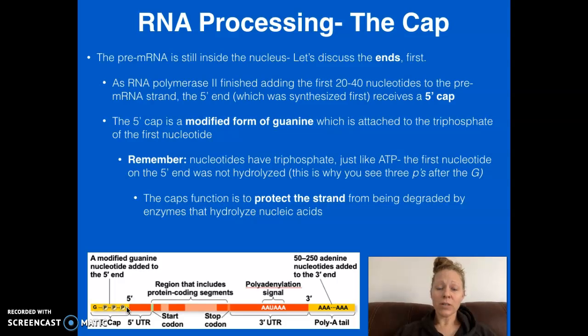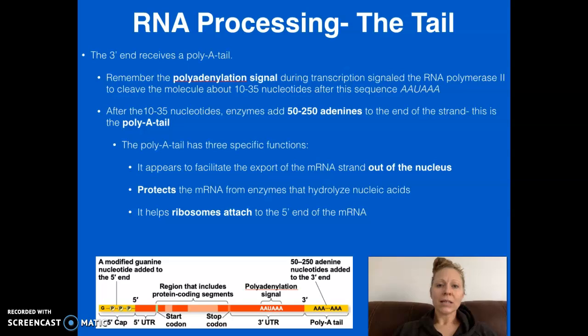So the function of the 5' cap is to protect the mRNA strand as it's traveling from the nucleus to the ribosome in the cytoplasm. There are enzymes in the nucleus, like endonucleases, which take apart nucleic acids. They degrade nucleic acids. So we need to protect our mRNA strand from these enzymes.